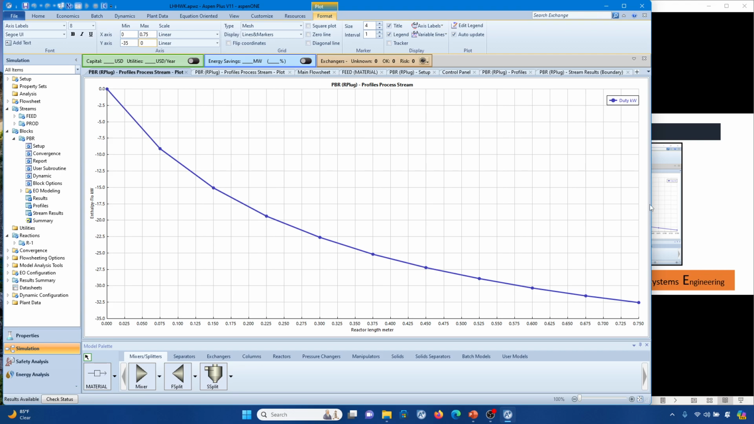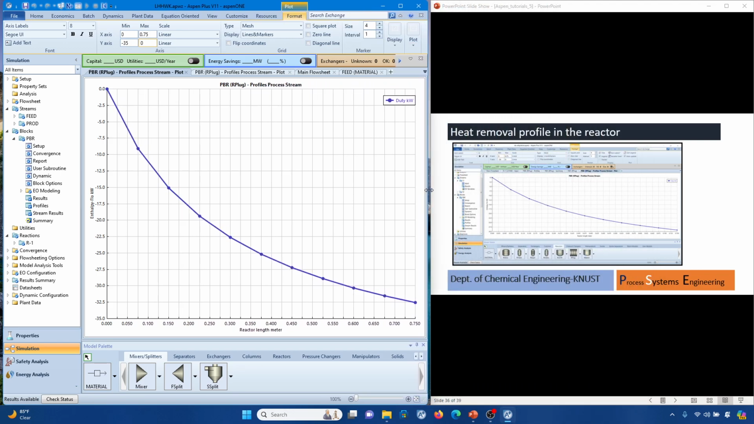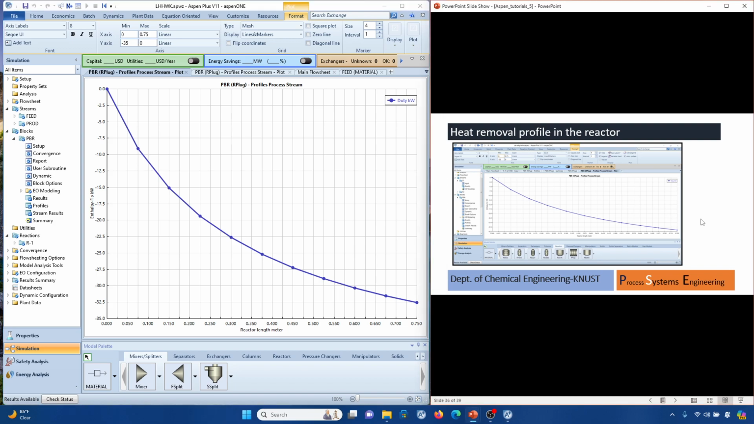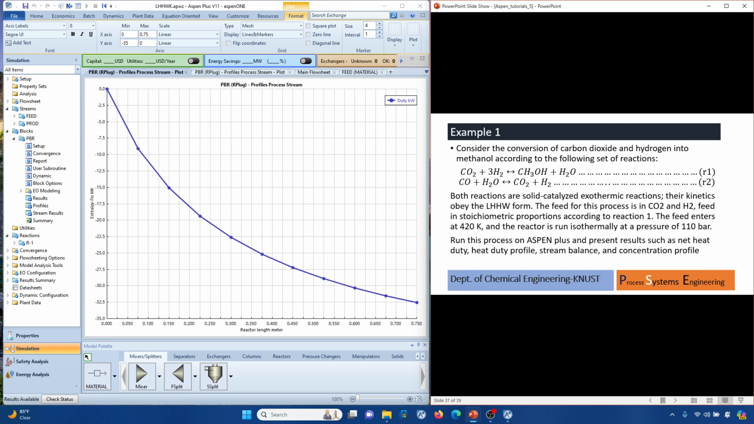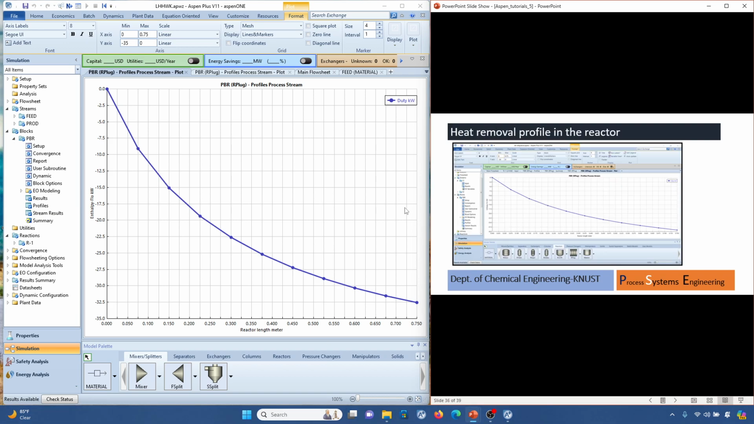So that should bring us to the end of this lesson on linear Hinshelwood Hougen-Watson kinetics in Aspen Plus. There are problems in the reference material for practice. See you next time. Thank you.